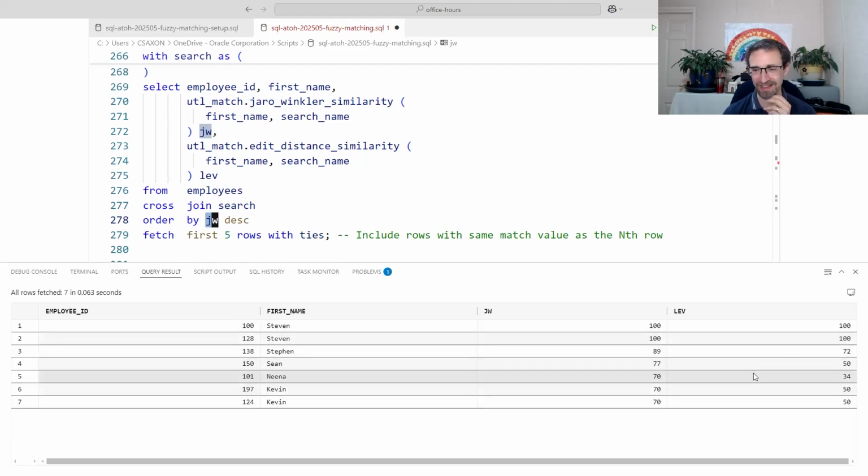Notice Levenshtein rates Nina quite low, but Jaro-Winkler rates it quite high. So you need to think about what it is you're actually matching here. So any questions or comments on that before we move on? So that's the basics of Jaro-Winkler and Levenshtein, which we can do with the UTL_MATCH package in Oracle Database.